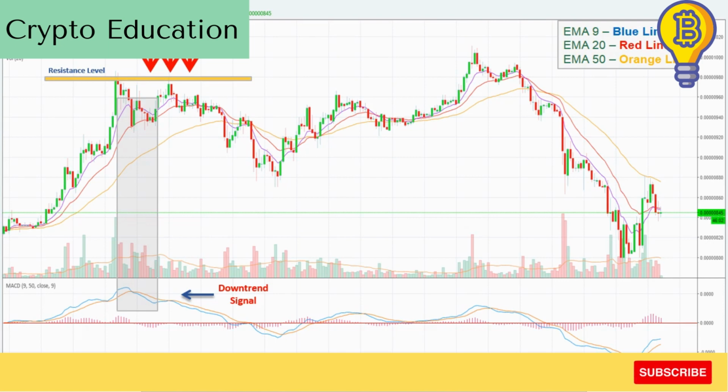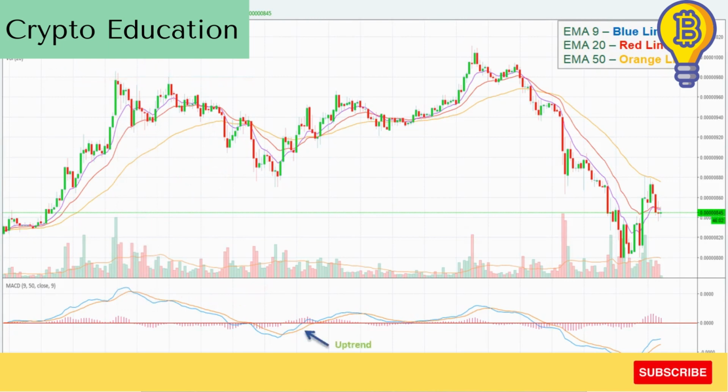The downtrend was confirmed when the EMA 9 crossed below the EMA 20. The trend reversed again when the MACD line crossed above the signal line, and the EMA 9 also crossed above the EMA 20, so we could confirm this was a valid uptrend. The uptrend signal was stronger when the MACD stayed above the zero line.